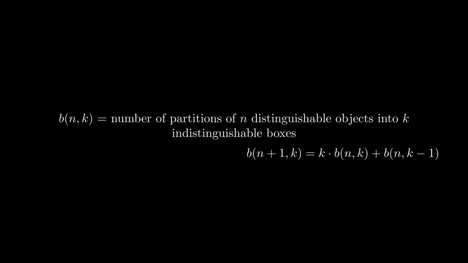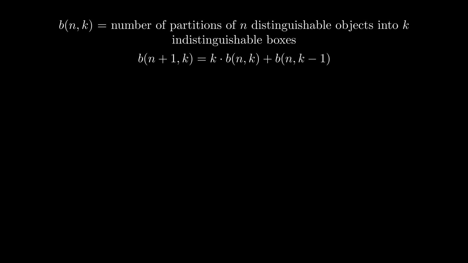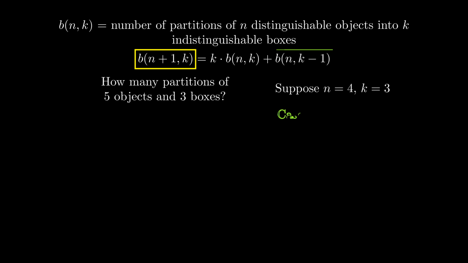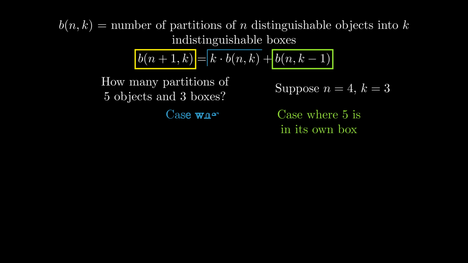Now let's do the recurrence for Stirling numbers of the second kind, which count partitions of distinguishable objects in indistinguishable boxes. This one is pretty much the same idea. We will take b of n plus 1, k and split it into 2 cases. Either n plus 1 is in its own box or not.